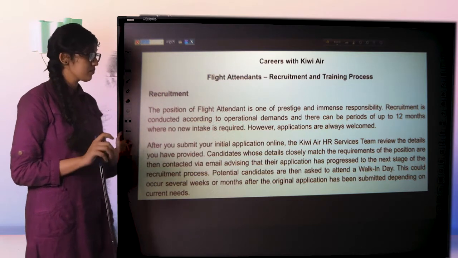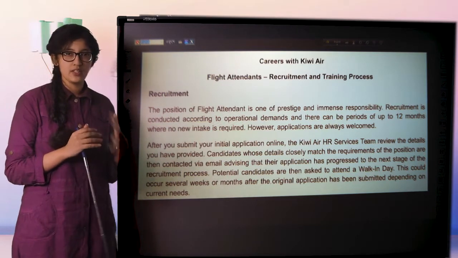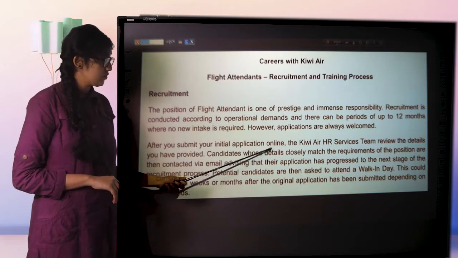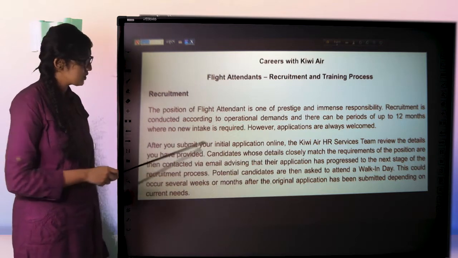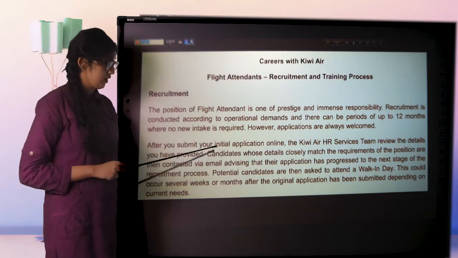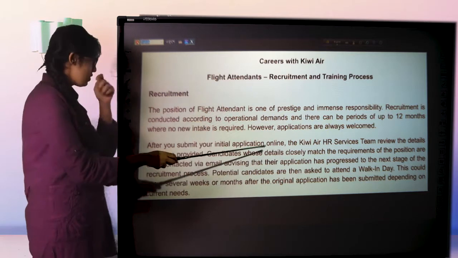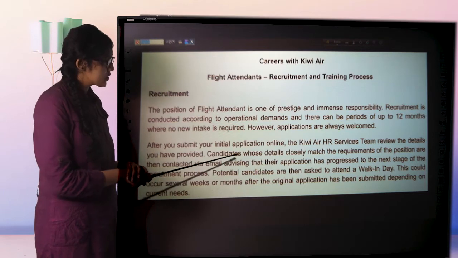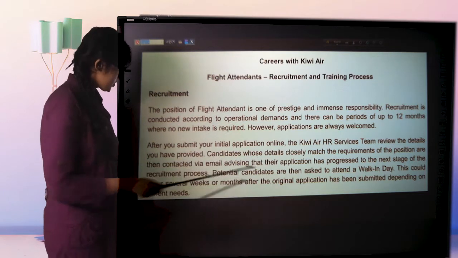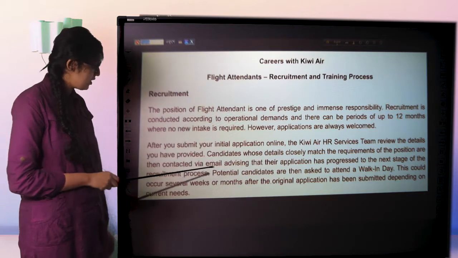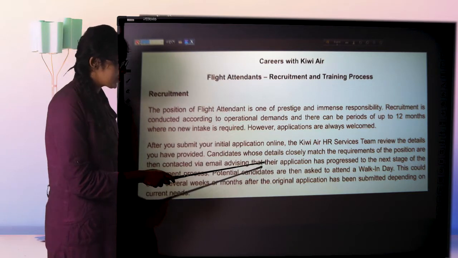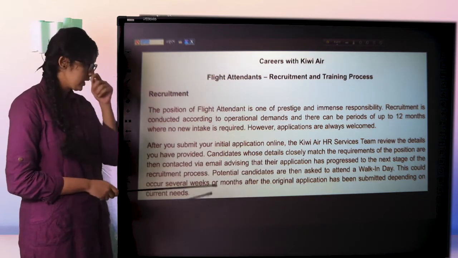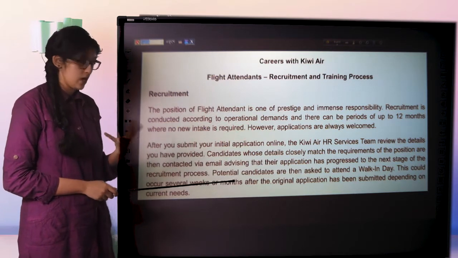and something that somewhere the candidates were invited. So this actually is related to our first point, because the candidates need to submit their initial application online. Let's keep that in mind when we answer the question, okay? The next line says, candidates whose details closely match the requirements of the position are then contacted via email advising that their application has progressed to the next stage of the recruitment process. So far it's not related just yet to our highlighted points.